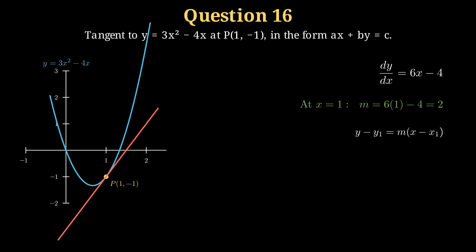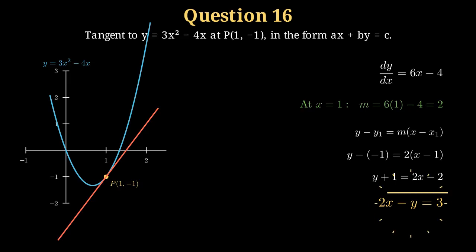The tangent is a straight line through P with gradient 2. Using y minus y1 equals m times (x minus x1), y minus (-1) equals 2 times (x minus 1). So y plus 1 equals 2x minus 2.